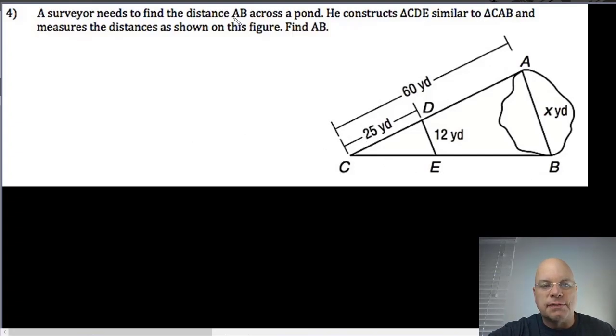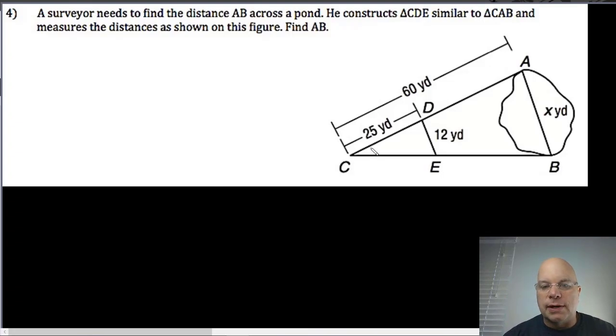A surveyor needs to find the distance AB across the pond. So if you wanted to measure the distance from A to B, and you didn't want to wade into that pond and get all wet, you might use a method of similar triangles like we see here. He constructs triangle CDE, which is similar to triangle CAB, and measures the distances as shown in the figure. Find AB, the distance across the pond.